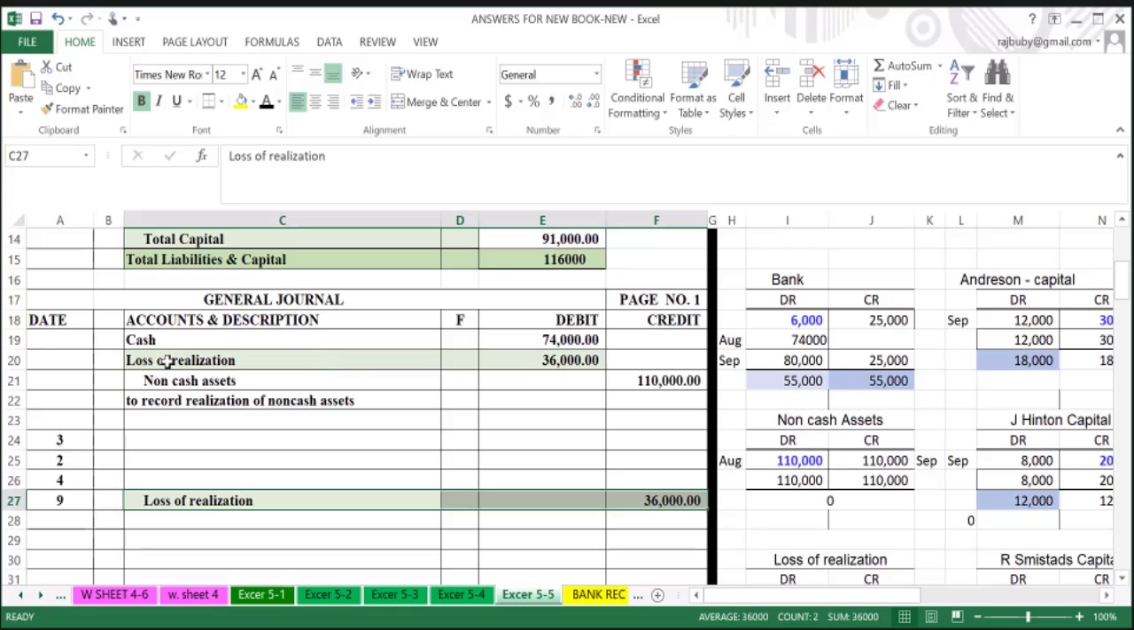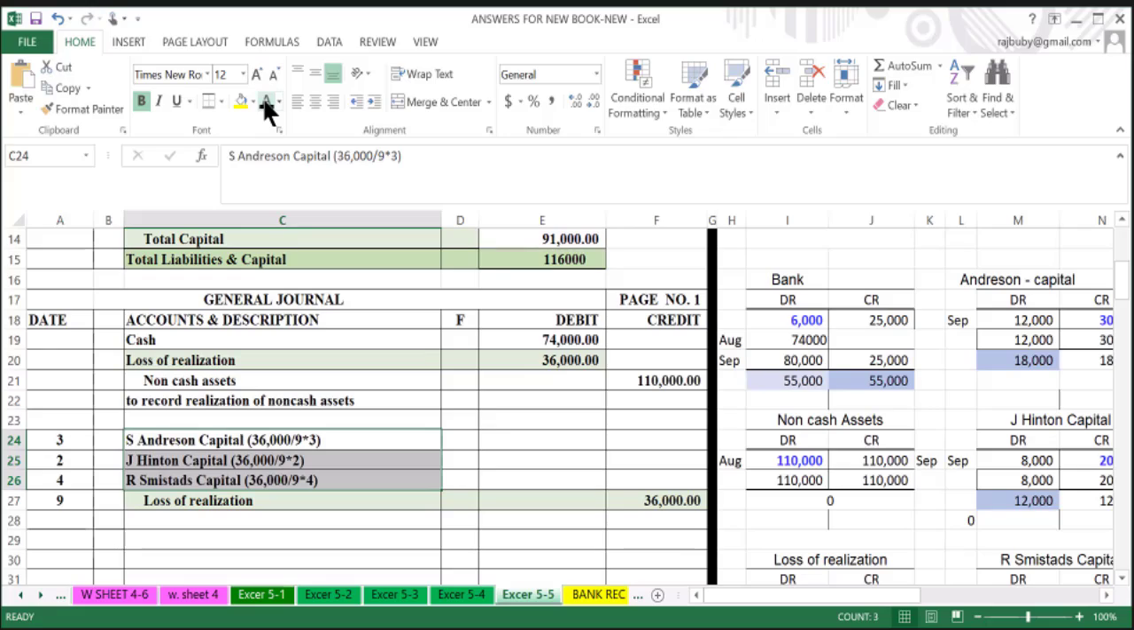That one is debit. Here is the debit side. When you are distributing to partners, that one is going to be in the credit side. You are closing this, right? The loss of realization account also you are closing. That's what you are going to put in the credit side. And the debit side is going to be partners. You are going to distribute for 3 partners. How much you are going to do it. That is the second one, allocation for any gain or loss on realization.